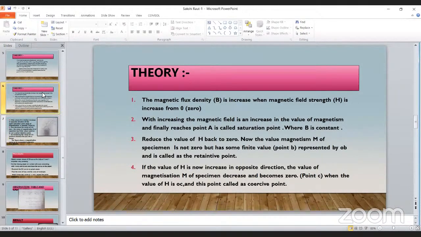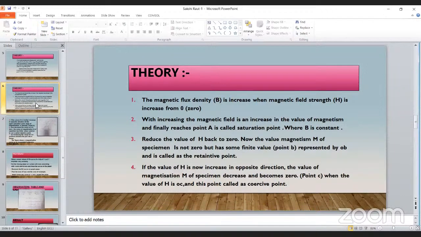The magnetic flux density increases when the magnetic field strength H is increased from 0. With increasing magnetic field there is an increase in the value of magnetism, and finally it reaches point A. It is called the saturation point, where B is constant. Reduce the value of H back to 0. Now the magnetism M of the specimen is not 0 but has some finite value. Point B, represented by OB, is called the retentive point.